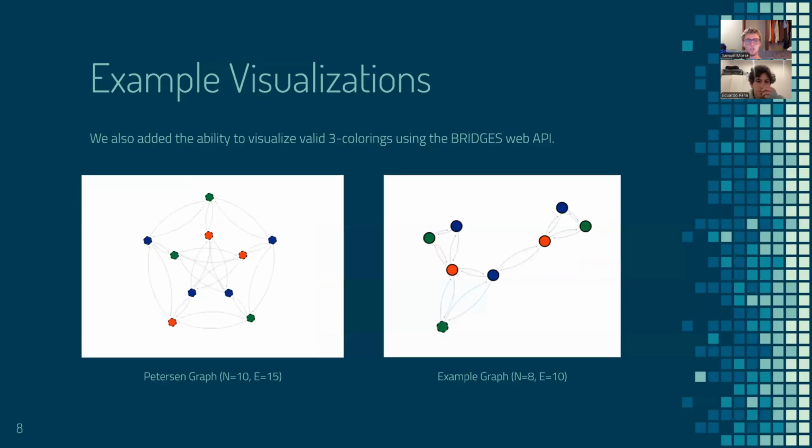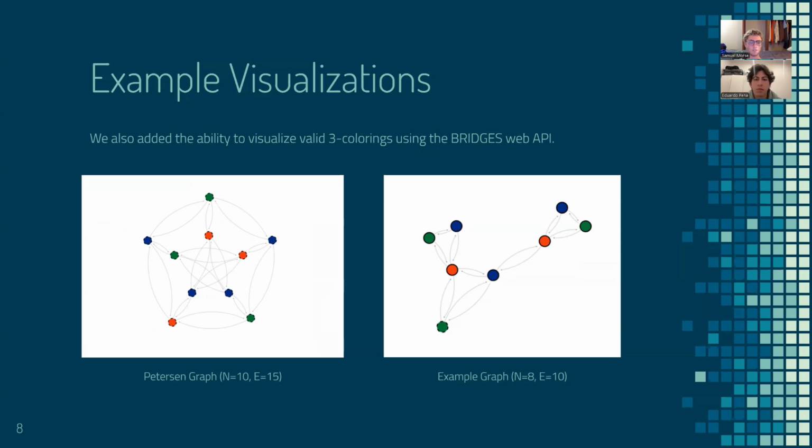We also added the ability to visualize the graphs. This makes it easier to debug, and it also creates a more fun visualization of the problem. So we use the Bridges Web API, which basically we insert all the nodes and edges and their connections and colors into a thing, and it generates all of the graphs for us.